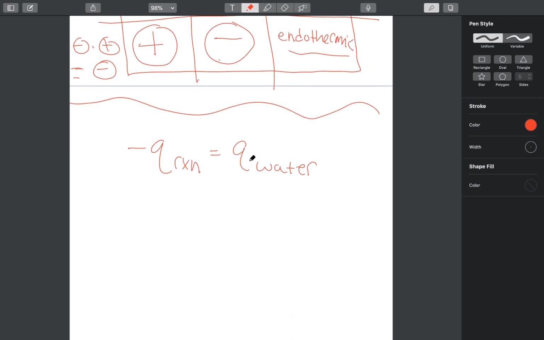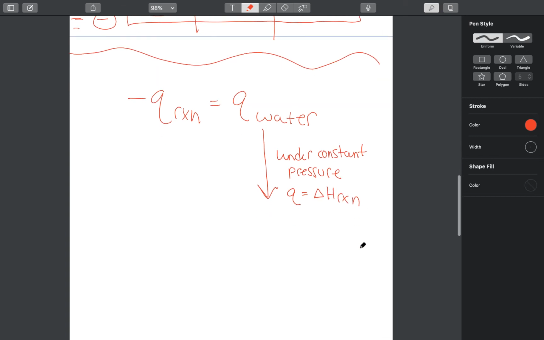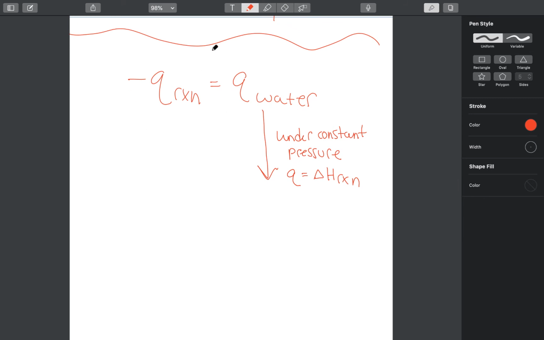So back to this equation here. What does this imply? Well, you may recall that under constant pressure, the heat lost or gained by the system is equal to delta H of the reaction. So what we can do here is replace Q of the reaction with delta H of the reaction. This gives us a new form of the equation: negative delta H of the reaction is equal to Q of the water.